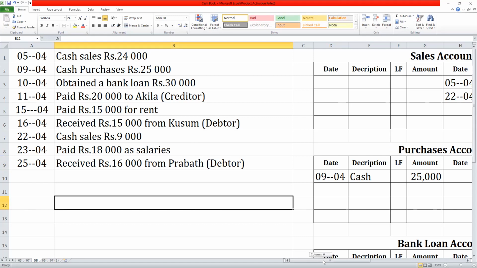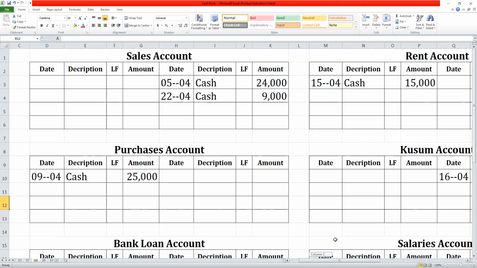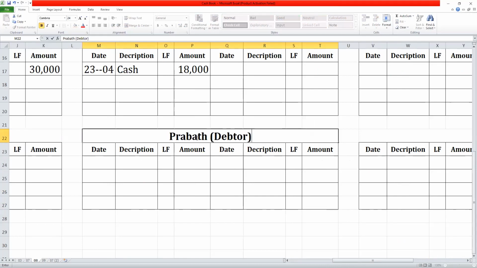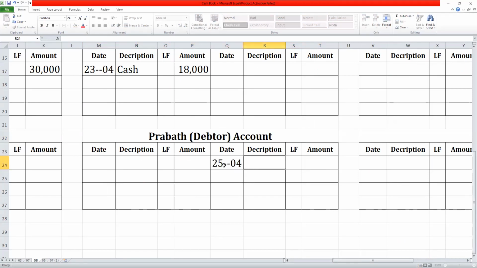So we need the next account, Prabhat. He is a debtor. Open Prabhat account and credit Prabhat's account. 25th of April, we have collected cash worth 16,000 from him. That is how we describe a transaction correctly. Okay, great. The last date is 30th April, electricity.